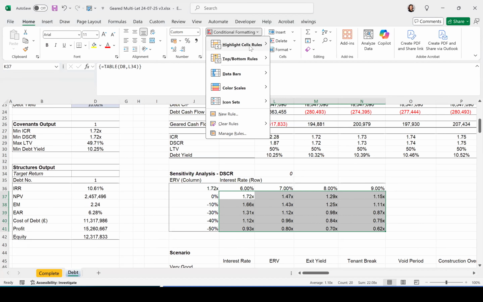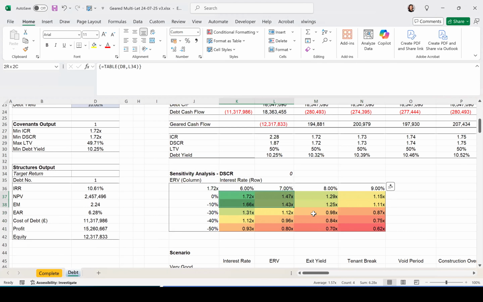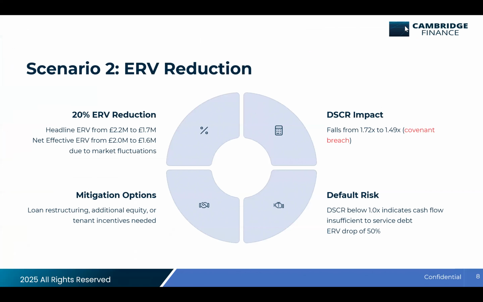Okay. And then what we can do here is highlight and create what we call conditional formatting, then Highlight Cell, Color Scales, and we can use these color scales here. You will see more or less that, of course, the best scenario is the one where you have the lower interest rates and the highest ERV. So that's our base case, but what we want to do is stress test what happens if things go against you. It's like the downside protection. Okay, so this is the idea of stress testing, and then seeing what the scenarios are.